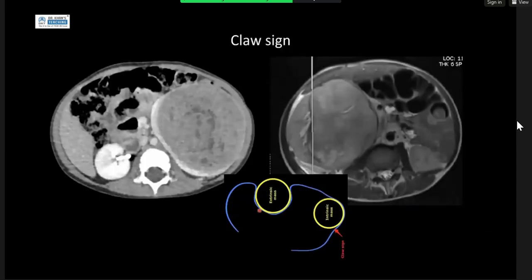And then finally a pictorial just showing you how it looks. So if it's an extrinsic mass, then you get a very blunt, rounded interface with the parenchyma. But if it's one that is arising from the organ, then you get these very nice claws, very thin, sharp angles on either side. Okay. As you can see here, so this claw sign here, and also on this one.